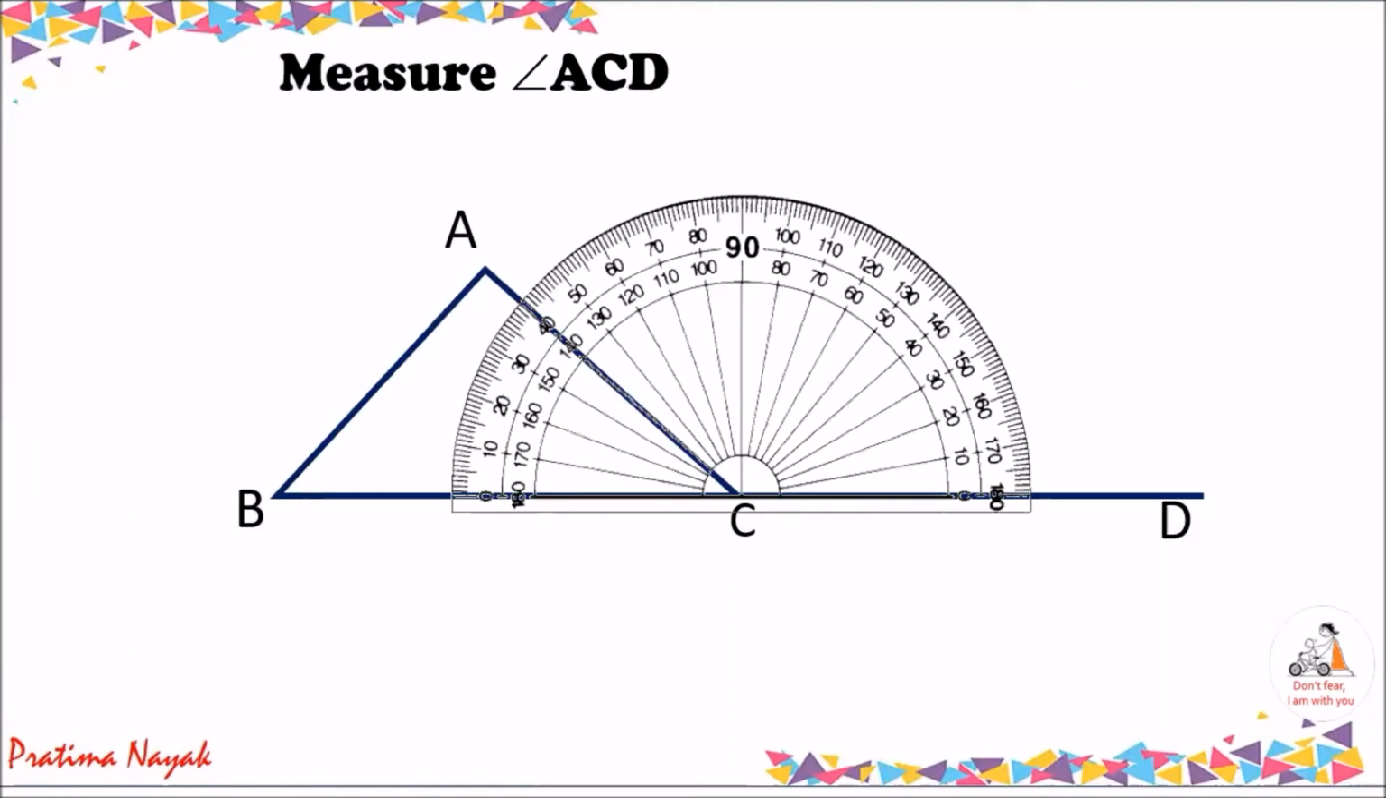Put the protractor, fix the center of the protractor on C and measure the angle from the right side. You will count from the right side of the 0. So this will be 0, 10, 30, 40. How much is it? It will be 140 degrees. So angle ACD is equal to 140 degrees.